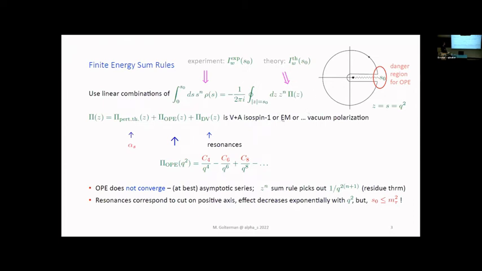So the power z to the n in the weight picks out a 1 over q to the 2n plus 2 term in the OPE. Finite energy sum rules with polynomial weights can therefore be used to really zoom in on particular terms in the OPE. And duality violations, I think, have been sufficiently explained already, but I want to make a comment on that.